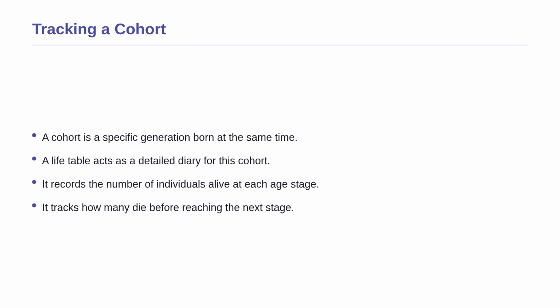To understand population dynamics, we first need to understand what a cohort is. Think of a cohort as a specific generation, like a group of 100 newborn rabbits, all born in the same forest at the same time. A life table is essentially a detailed diary of this cohort. It records exactly how many individuals are alive at the start of each age stage and how many die before reaching the next. This systematic tracking is crucial because it reveals the specific survival and mortality rates at different stages of life, giving us a clear picture of the population's overall health.